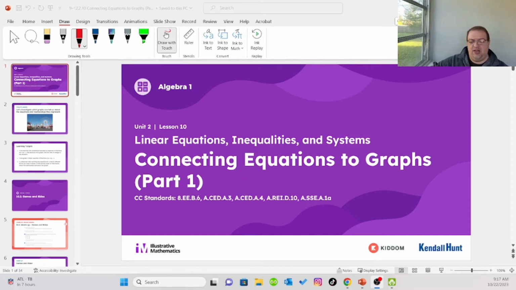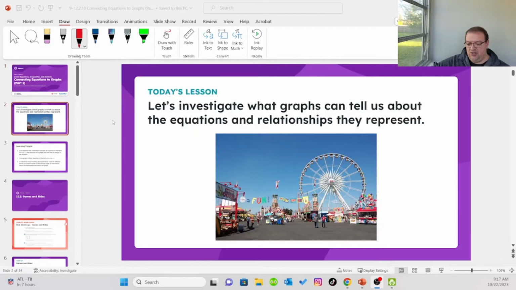Welcome to Lesson 10. This lesson is titled Connecting Equations to Graphs. In today's lesson, we're going to investigate what graphs can tell us about the equations and relationships they represent.